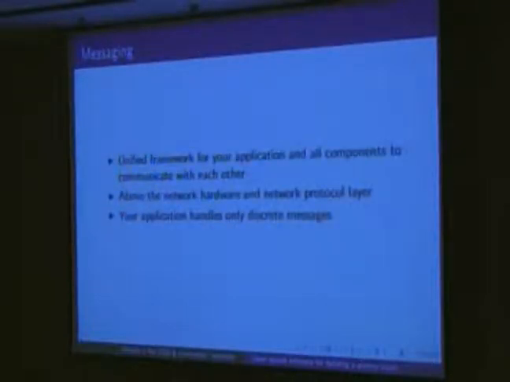Okay, so the other thing that you need in your platform is a way for all your different nodes to really communicate with each other easily, and that's a unified framework for messaging. As I mentioned earlier, it sits on top of the hardware and network protocol layers, and that way it allows your application to not have to worry about parsing raw binary data and just handle discrete messages.